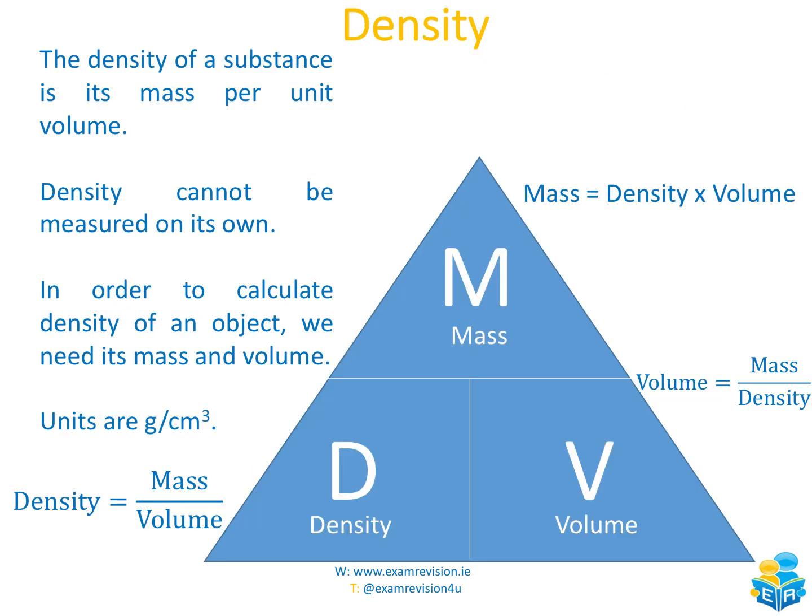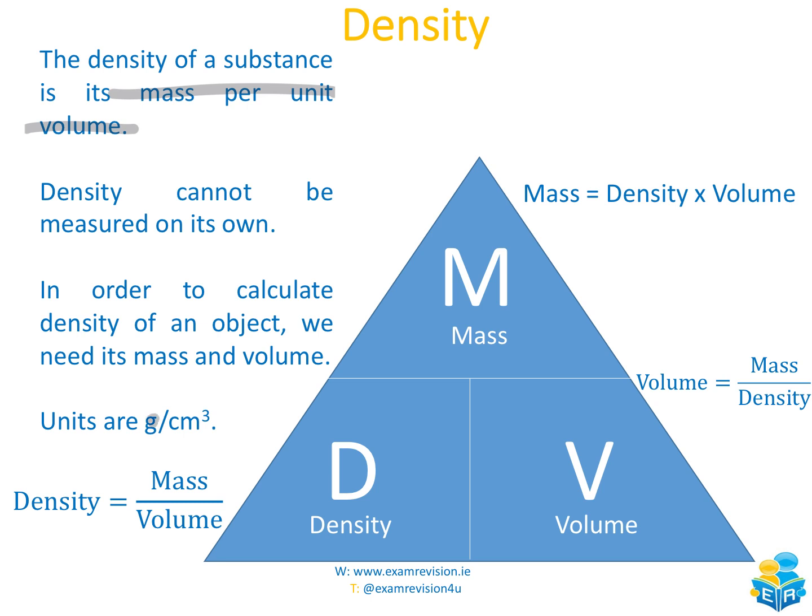Something that we can actually calculate now, using the volume which we just calculated and combining it with the mass which we looked at earlier on, is the density. The density of a substance is its mass per unit volume. So to calculate the density of an object, we need its mass and we need its volume. Density cannot be measured on its own. So we need those other two units, mass and volume, in order to be able to calculate density.